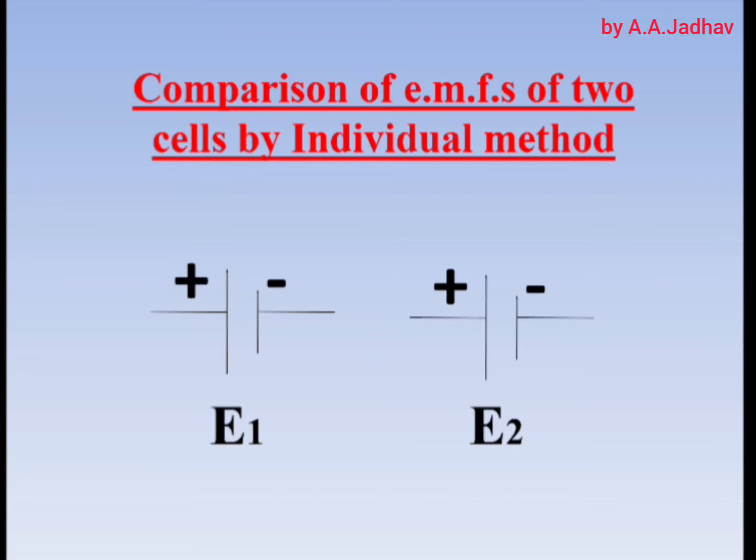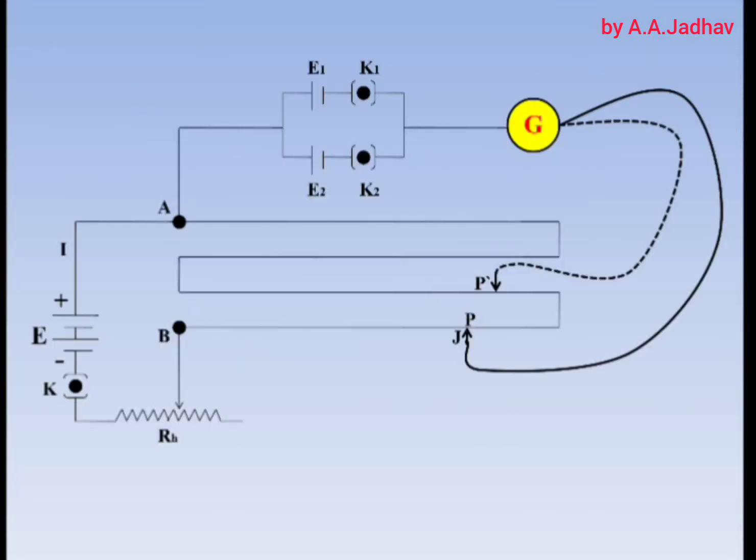Now we will discuss how to compare the EMFs of two cells by the individual method using a potentiometer. This is the circuit diagram for comparison of EMF of two cells by the individual method, which consists of a long uniform cross-section wire AB which is fixed between two points A and B on a wooden board.